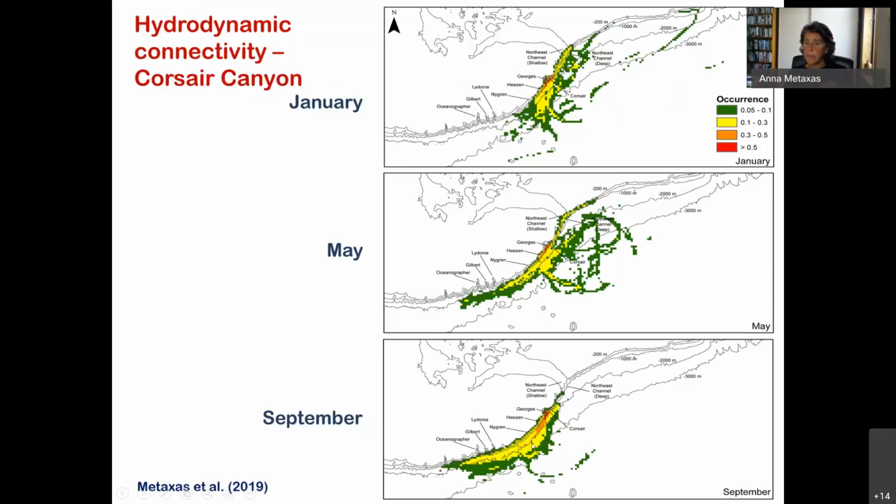But if we look at September, for example, most of the larvae are coming from down south. So what does this mean? This means that if this animal is indeed reproducing in the fall, the larvae are coming from the south. And if the south is not protected, if those populations are not protected, then there will be no incoming larvae in Corsair, and that means that eventually the corals in Corsair will die and they will not be replenished. So this is why you need to be thinking about connectivity and thinking about your management measures when you're actually thinking about closures and how effective they are.